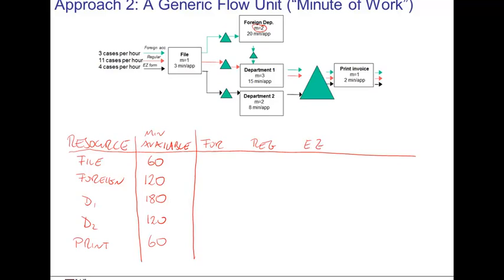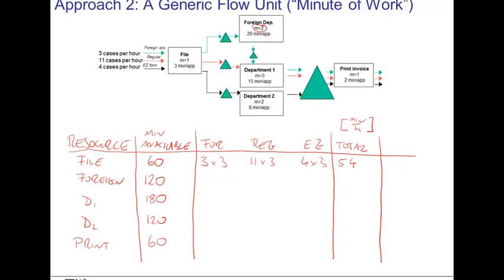Now we know at the filing department we have 3 foreign units per hour arriving. Each of them will take 3 minutes of work. Regular units, we have 11 units arriving, each of them requiring 3 minutes of work. And the easy ones, we have 4 units arriving every hour, requiring 3 minutes of work each. This creates a total workload of 54 minutes. So the units here are really minutes of work per hour.